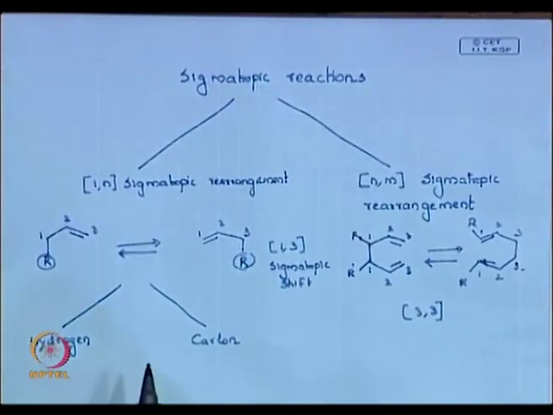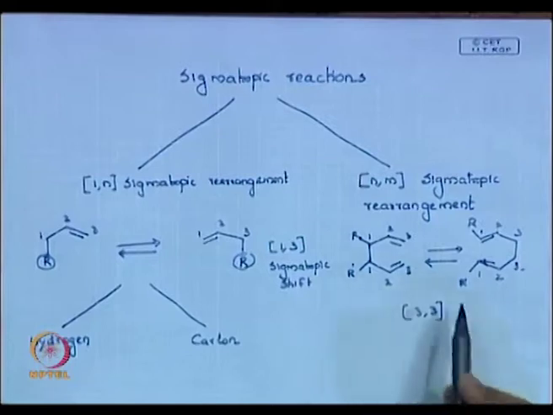Wagner-Meerwein is 1,2. Cope and Claisen are 3,3 and 5,1,5. You have all your halide chemistry, sulfur halides. Okay, all your halide chemistries go by 2,3 sigmatropic shift. Okay, yeah, we will see that.